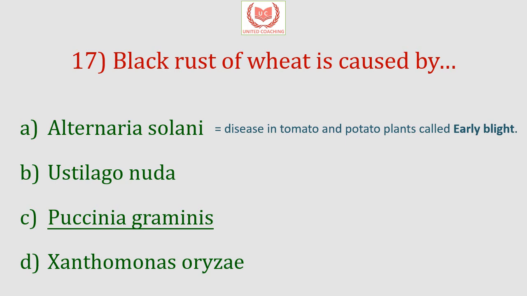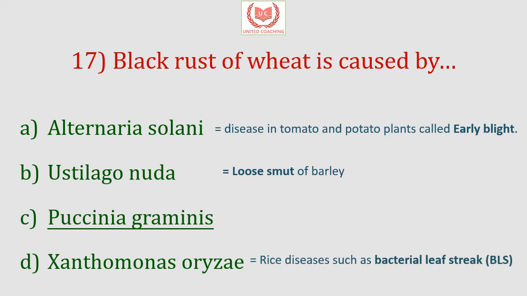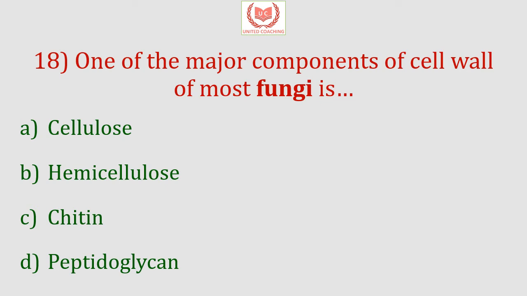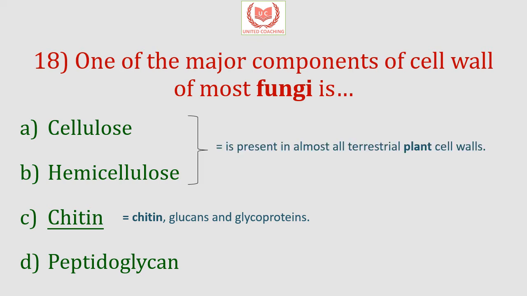Now Alternaria solani causes a disease in tomato and potato plant called early blight. Ustilago nuda causes loose smut of barley, and Xanthomonas oryzae causes a rice disease such as bacterial leaf streak. Our next question is, one of the major components of cell wall of most fungi is it cellulose, hemicellulose, chitin or peptidoglycan? So answer is chitin. The major constituents of the fungal cell wall are chitin, glucans and glycoproteins.